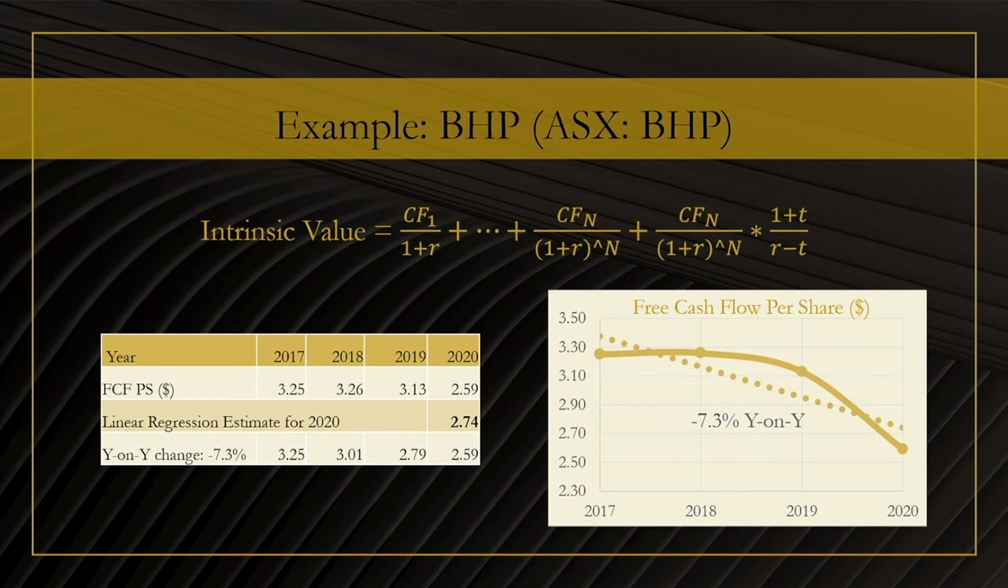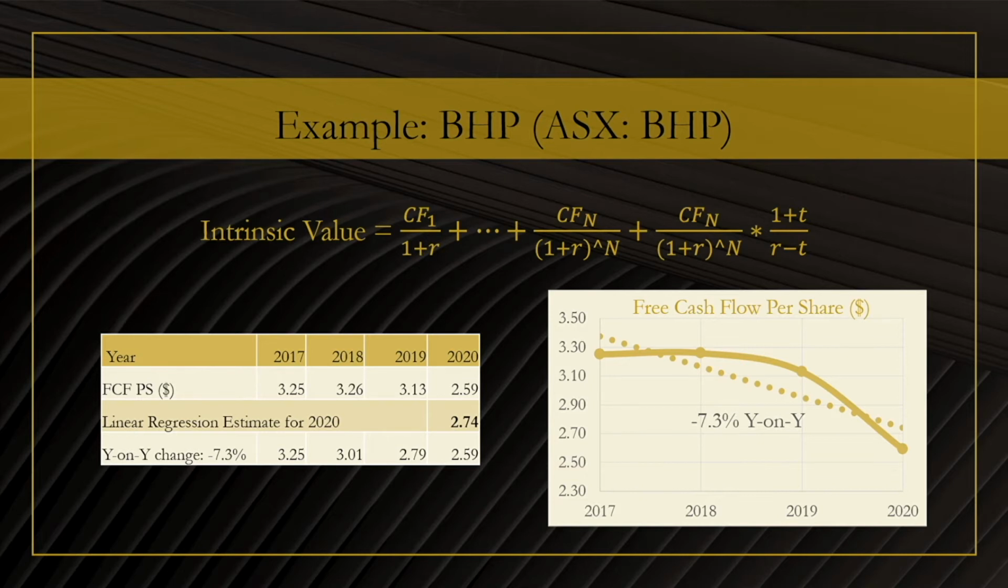Okay, let's start with the 2.74. This number is obtained by looking at the free cash flows over the last 4 years, as listed in the table to the left. To the right, I have illustrated how the free cash flow is changing over time. There we can see that there is a decline in the free cash flows. And if you apply linear regression, that is the best straight line fit, we see that in 2020, that line hits 2.74. That's the estimate we are using for 2020.